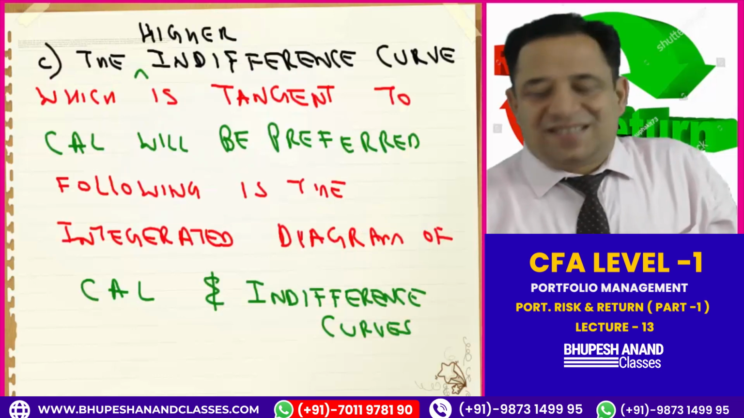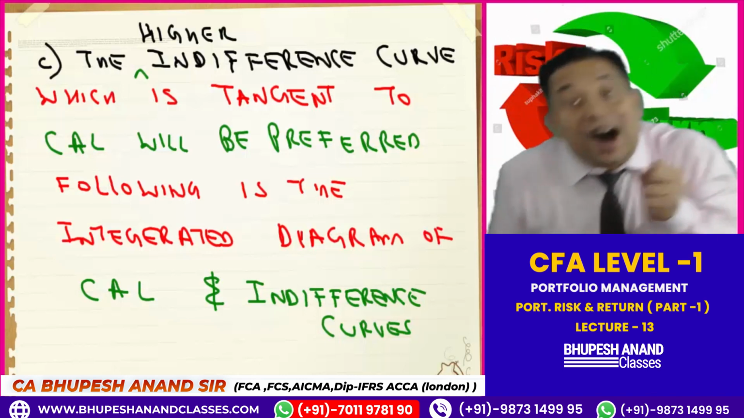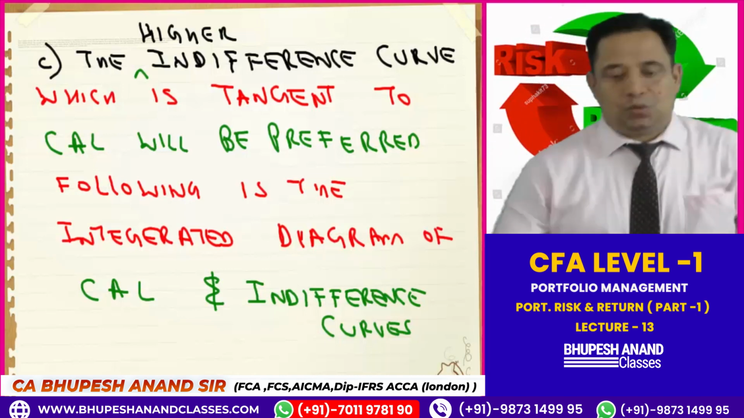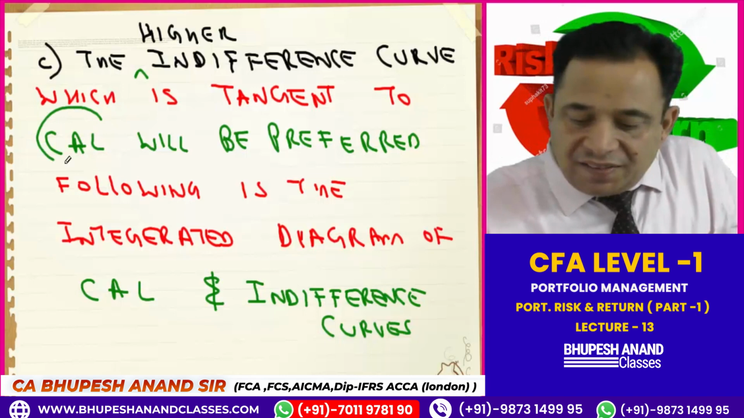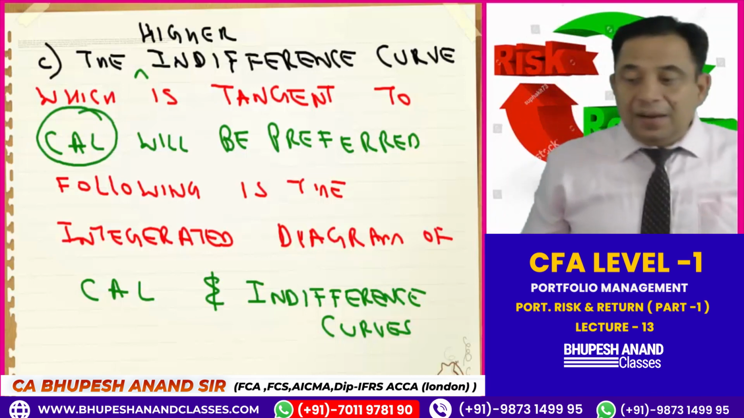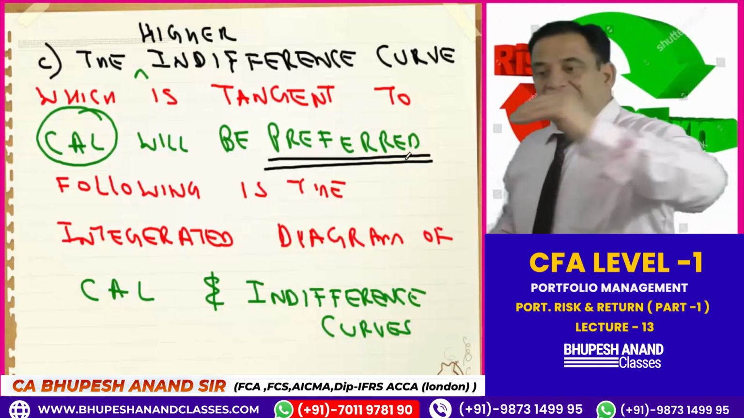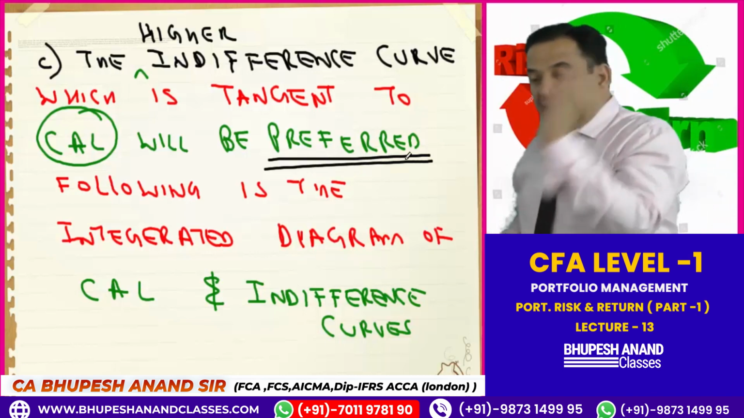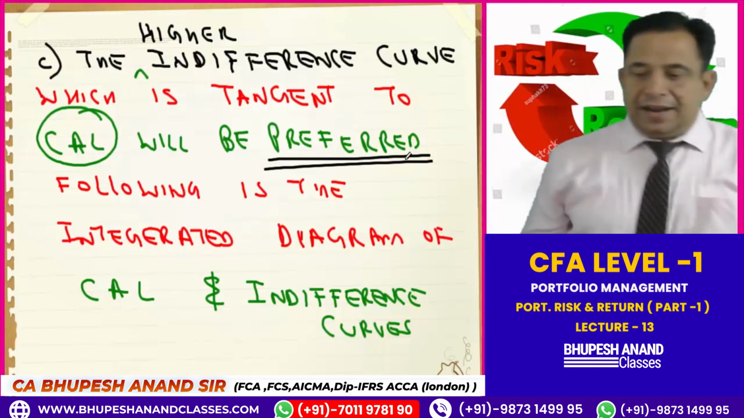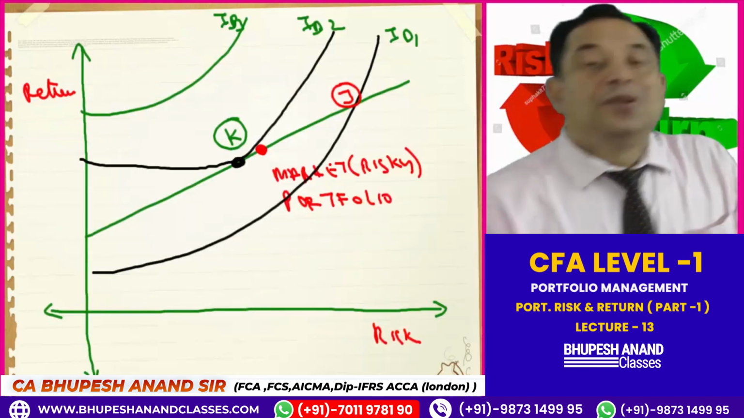And the last point is C point. This is the crux of all the lectures, 7 lectures. The higher indifference curve which is tangent to the capital allocation line will be preferred. This is most important. The higher indifference curve which is tangent to the capital allocation line will be preferred. And following is the integrated diagram of this that I prepared for you.